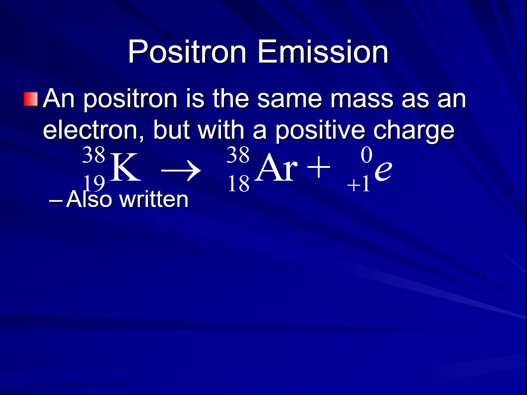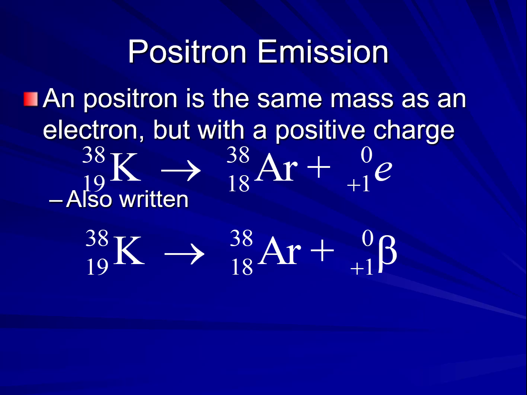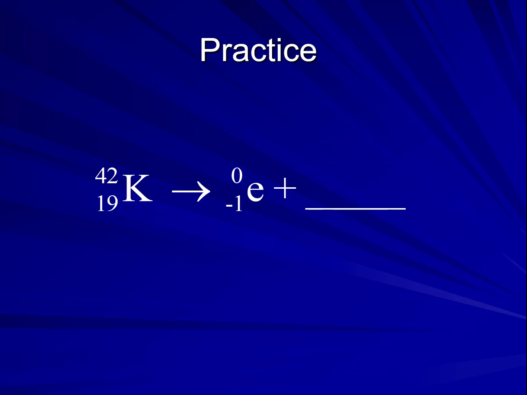Okay, and I could also put that beta in. See how I could have put the beta in? This is a positron because the beta doesn't have a 1 minus next to it. It's got a 1 plus. So if it's plus 1 on the bottom, it's a positron. If it's not, it's an electron, a beta particle. Okay, so what's your homework going to look like?